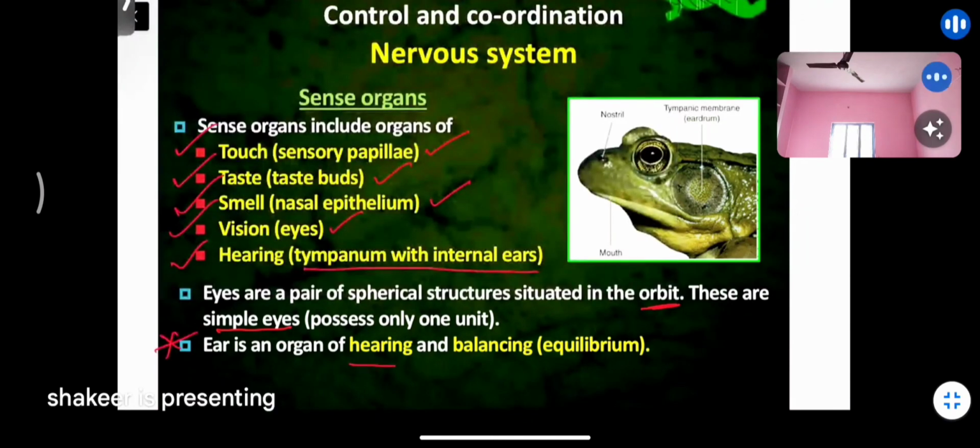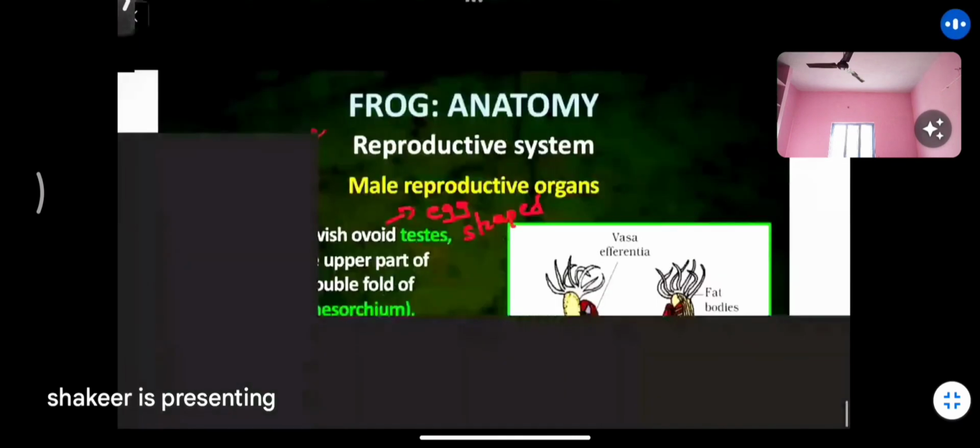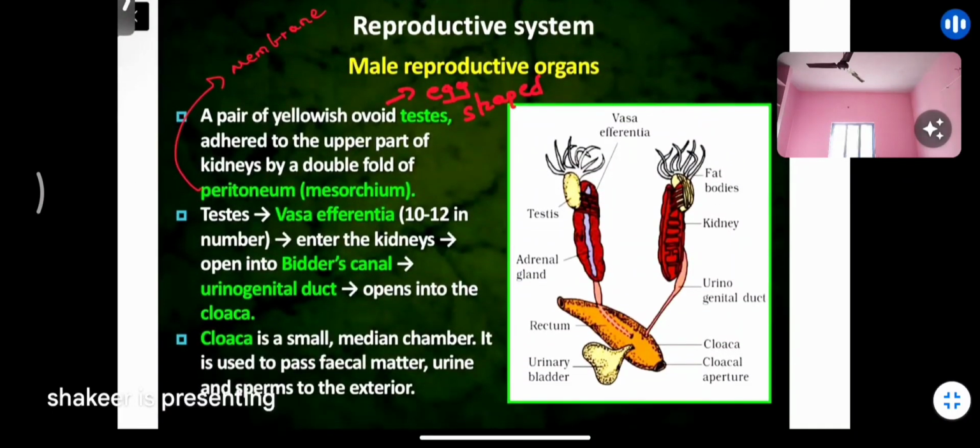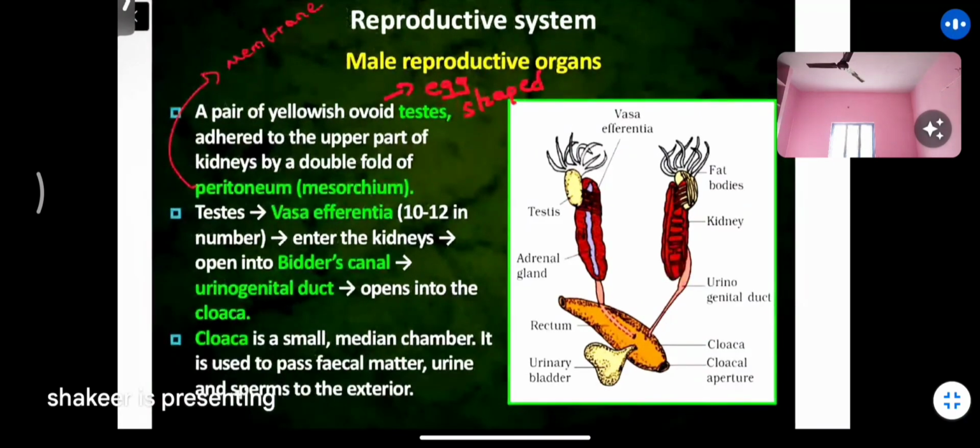The ear is the organ of hearing as well as balancing. We still don't have full clarity about this one, but we study that the ear behaves as an organ of hearing as well as balancing. So this is about the sense organs in the case of the frog. Then the reproductive system. We will study the male reproductive system first, then we will go to the female reproductive system. Clear?